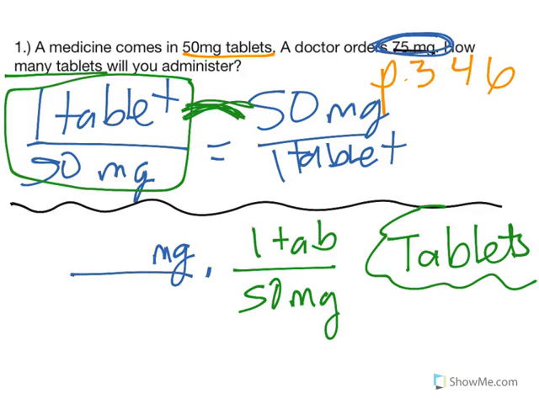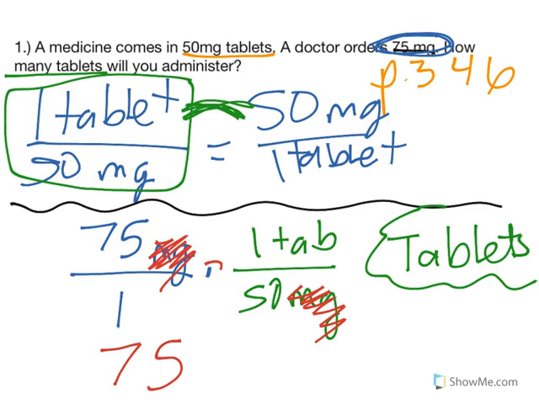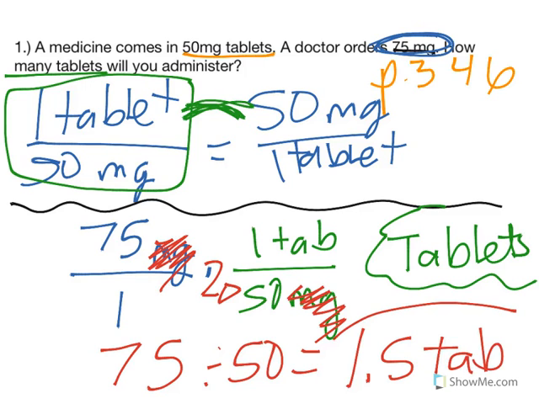And we know the doctor prescribed 75 milligrams. And it's just that, 75 milligrams. To make it a fraction, I would put it over 1. Nice as that turns out, that makes my milligrams go away, and now I'm ready to do the math. Because I have 75 on top and 50 on the bottom, I'm going to divide, and that gives me 1.5 tablets. And that's the process we're going to work through for the rest of this lesson.